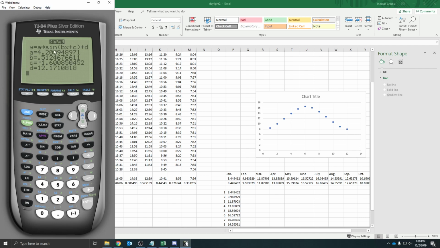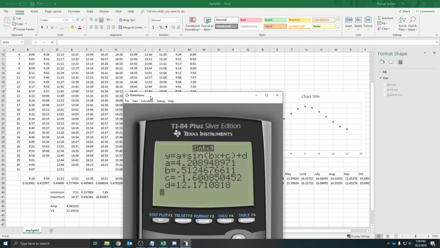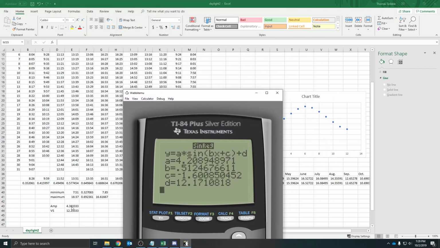Now notice it's using sine, so there are going to be some differences. But if we go back and look at what we predicted based on our Excel, the amplitude that we came up with was 4.38, which is close.